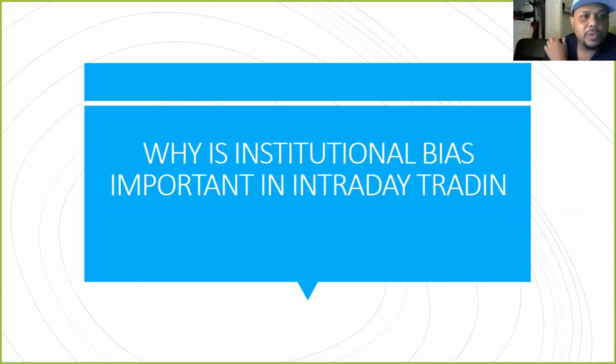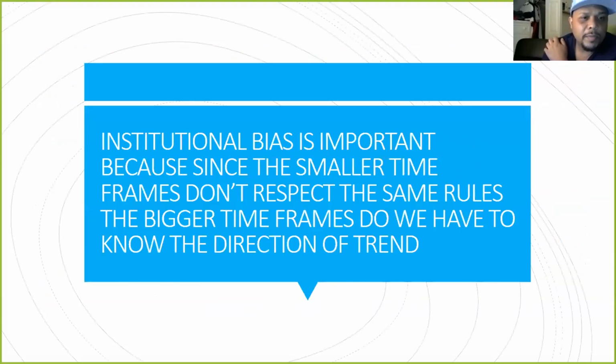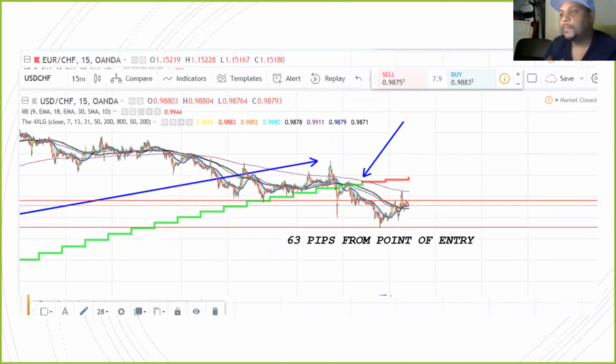Why is institutional bias important in intraday trading? Institutional bias is important because the smaller time frames don't respect the same rules the bigger time frames do, so we have to know the direction of the trend. That's what we were just talking about.